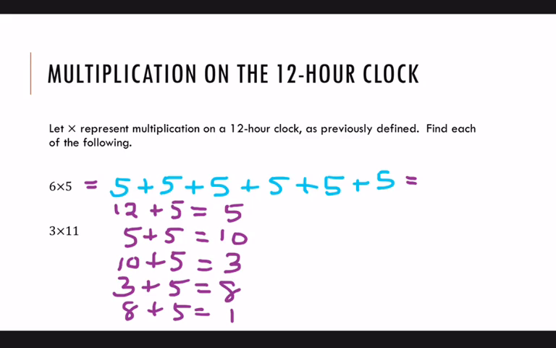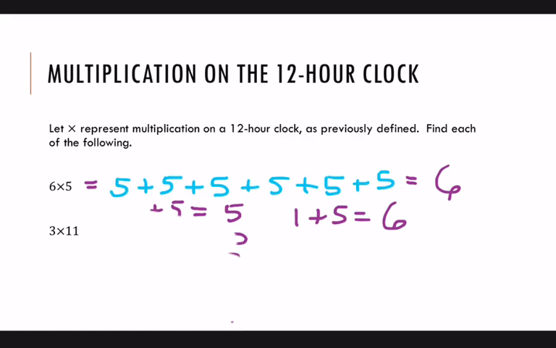All right, and that's 1, 2, 3, 4, 5. So we need one more. 1 plus 5 is 6. All right, so in other words, if you start at 12 o'clock, add 5 hours 6 times, you end up at 6 o'clock. Okay, equals 6 o'clock.